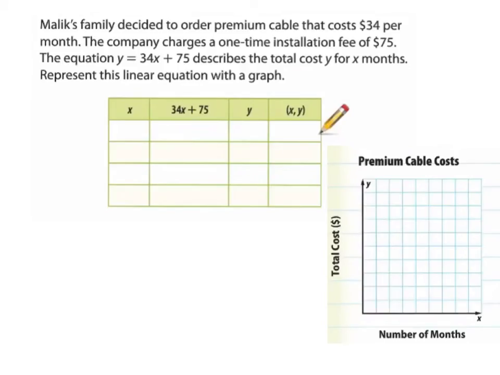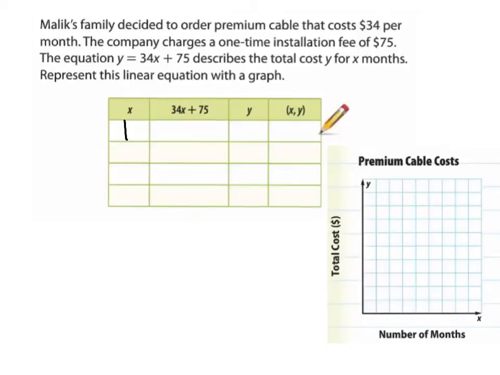Let's try this equation. Malik's family decided to order a premium cable that cost $34 per month. The company charges a one-time installation fee of $75. The equation y equals 34x plus 75 describes the total cost y for x months. Represent this equation with a graph. All right, so let's look at this. Going back, can I have negative months? I can't. So let's go ahead and use 1, 2, 3, and 4.